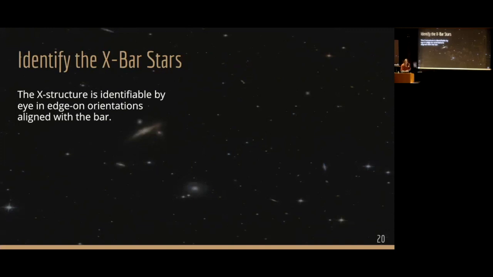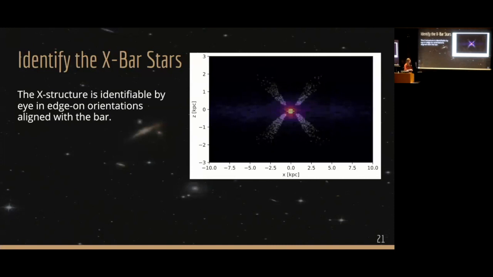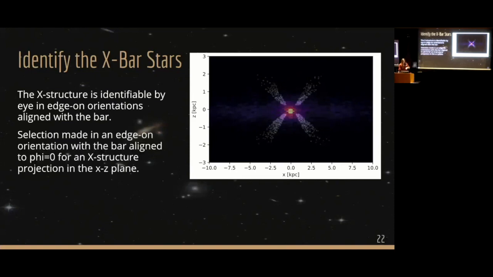So what I did is I just said, I don't need to do anything super fancy. The X is there. I know it's there. This is an observationally motivated problem. So I'm just going to grab the stars that look like they are in the X and then ask questions about them and learn how to characterize them. So I made a selection in the edge-on orientation. So we moved into the bar frame in every single frame in order to make the X bar selection.